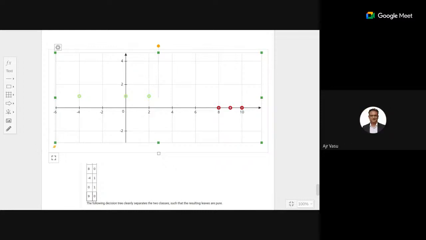How many such values are there? Integral ones. Okay, 4, 6, like that, right? Got it. Sorry, I was confused as to what it meant by purity. Is it the Y label? Purity of the leaves, right? So the entropy being 0. So only data points having label 0 or only data points having label 1.